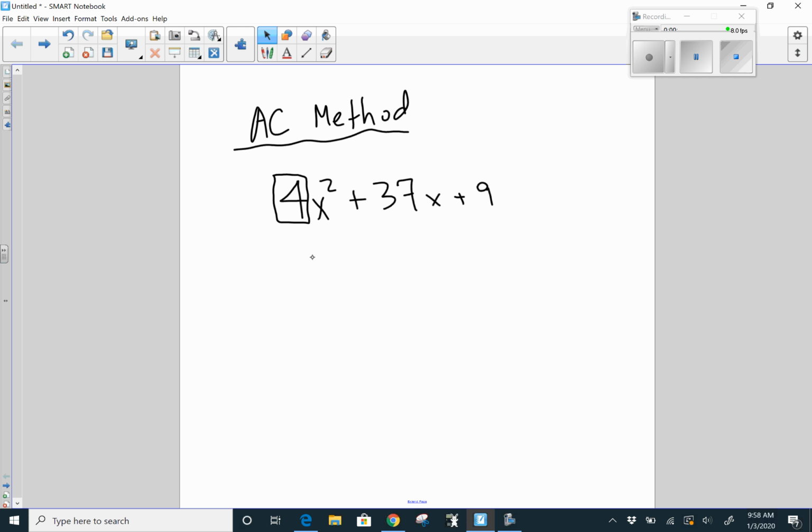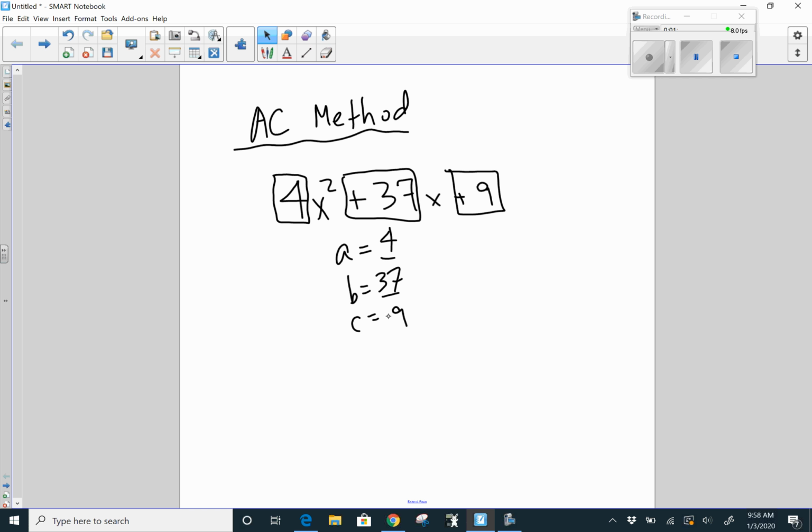So the first thing that we want to do is label what our A is, what our B is, and what our C is. Okay? So our A is the number in front of the x squared, which in this case is 4. Our B is the number in front of the x, which is a positive 37, so we could just write 37. And our C is the number that's chilling by itself, right? It's A, B, C. So our C is 9.